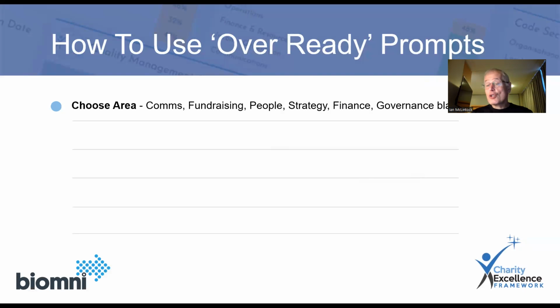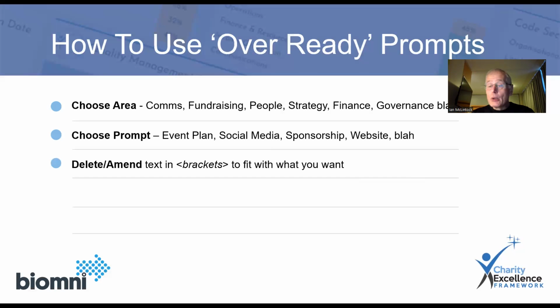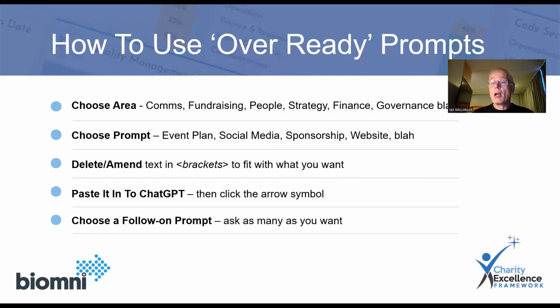So how do you use it? Choose your area. What do you want? Comms, fundraising, people? Yeah, that's the one I want. Choose your prompt. What is it you want? An event plan, social media sponsorship? Yeah, that's fine. Look in the brackets. Change that to whatever you want. Paste it into ChatGPT. Press the go button. That's basically it. And then follow on prompts to begin to unpack that. And then include or exclude.